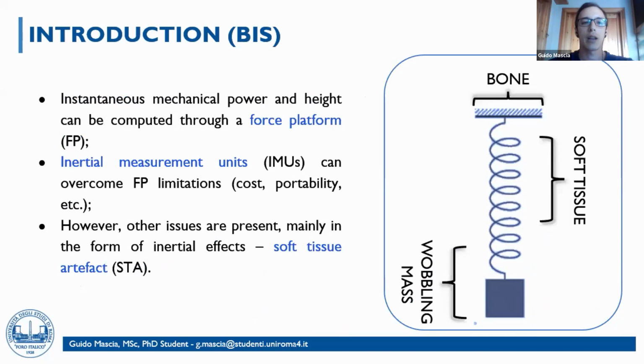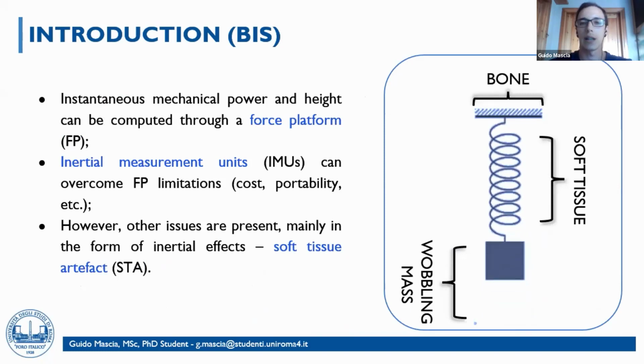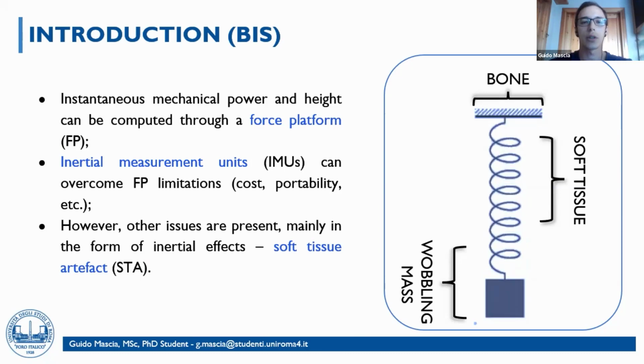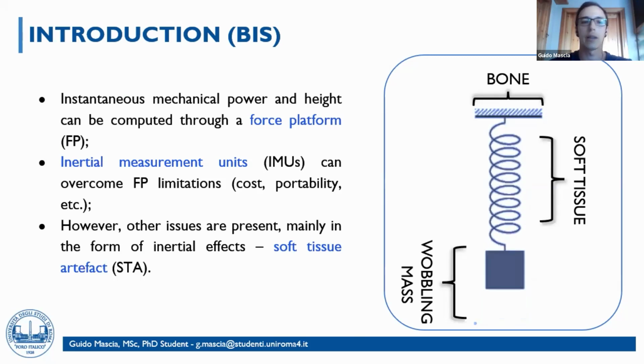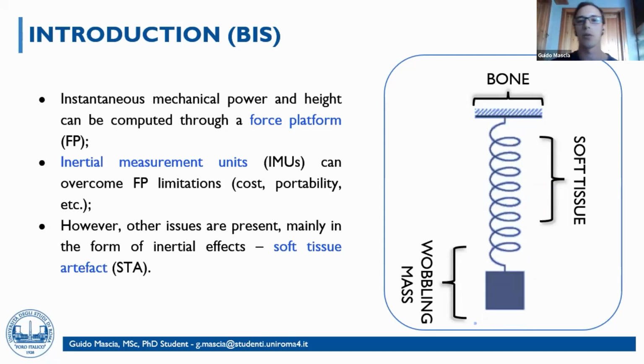The instantaneous mechanical power and also the height can be computed easily through a force platform, which represents the gold standard for such kind of measures. However, inertial measurement units, or IMUs for short, can overcome some of the force platform limitations, such as costs or limited portability. But still, other issues are present, mainly in the form of inertial effects, wobbling masses, in a wider phenomenon known as the soft tissue artifacts.